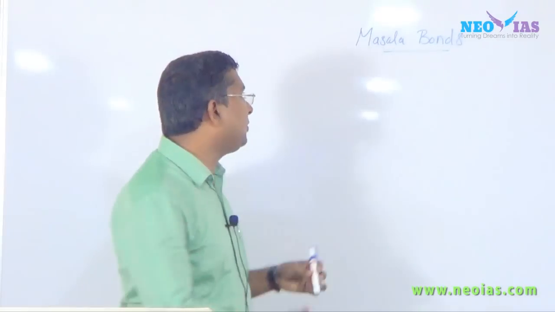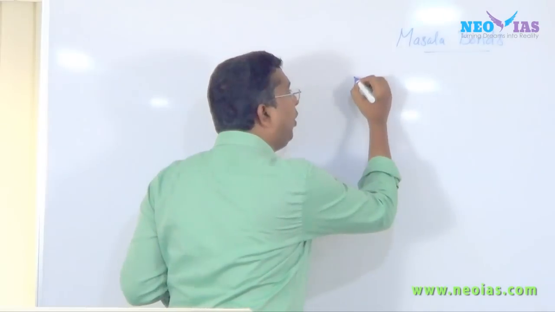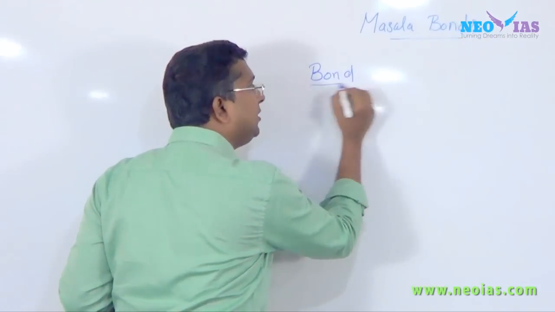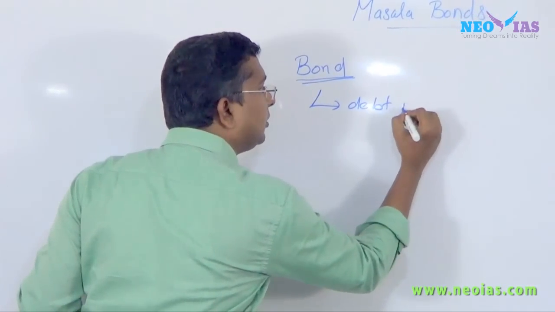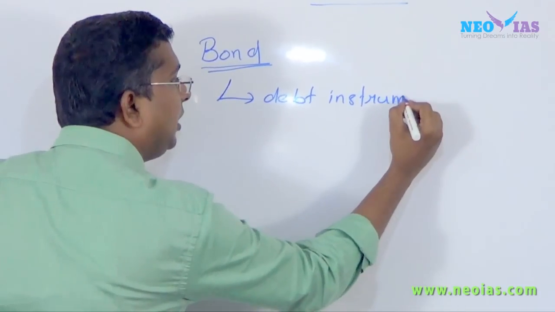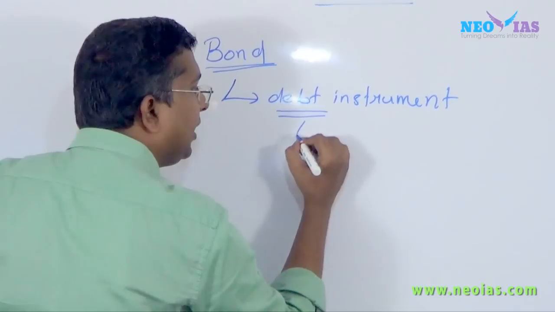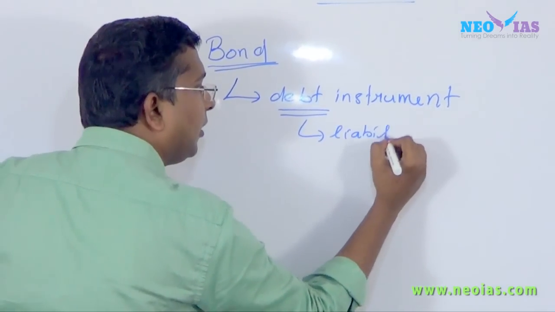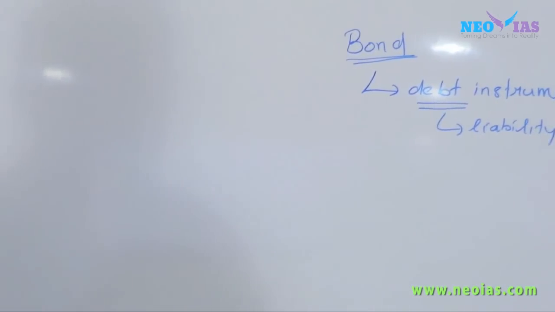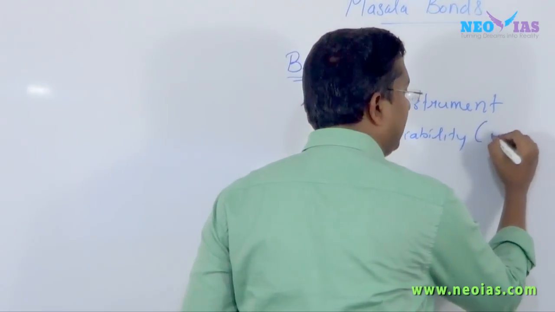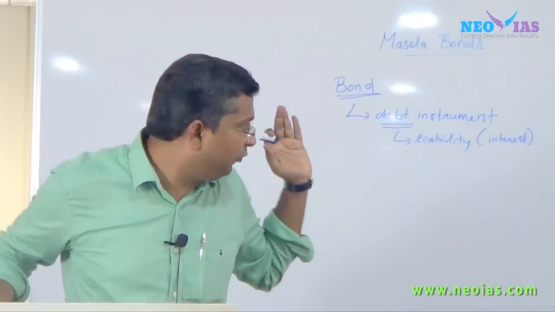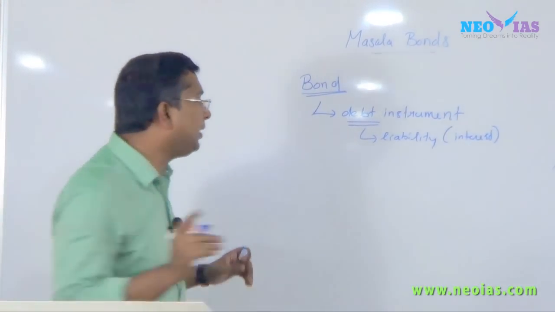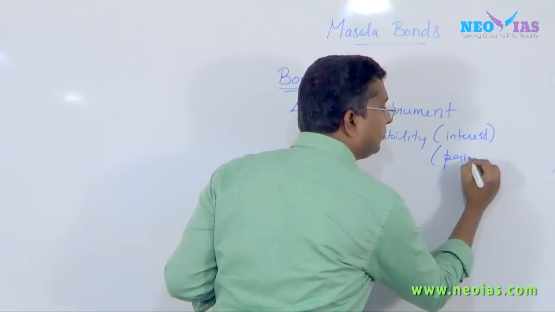Before going to this concept of Masala bonds, we need to have an idea of what a bond is. It's a very simple concept. A bond is nothing but basically a debt instrument. When you hear the term debt instrument, try to understand that it is having a liability. You have to pay interest for it, and after maturity, for however long this bond is issued, they have to pay back the principal amount also.